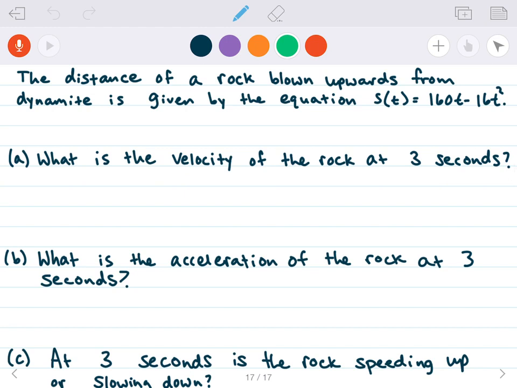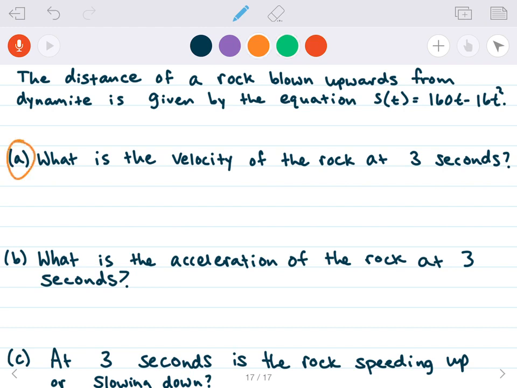The distance of a rock blown upwards from dynamite is given by the equation s of t equals 160t minus 16t squared. First question, what is the velocity of the rock at 3 seconds? Okay, so remember, we are given a position function: distance, position, height. These are all synonymous words. So velocity is the derivative of position. So that's the first thing we need to do for part A.